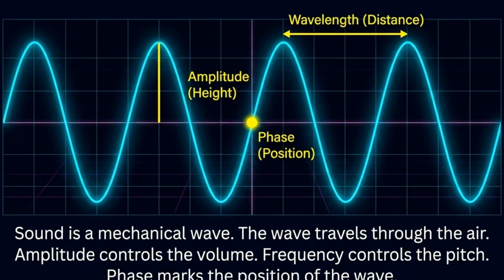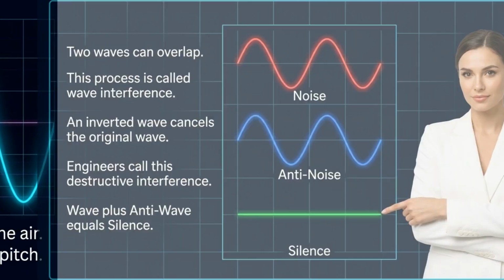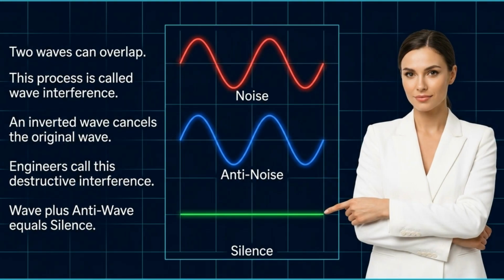Sound is a mechanical wave traveling through the air. Its volume is controlled by amplitude, while pitch is determined by frequency. Phase marks the current position of the wave. When two waves overlap, we get wave interference. By creating an inverted wave known as anti-noise, engineers can use destructive interference to cancel out the original sound, leaving you with silence.